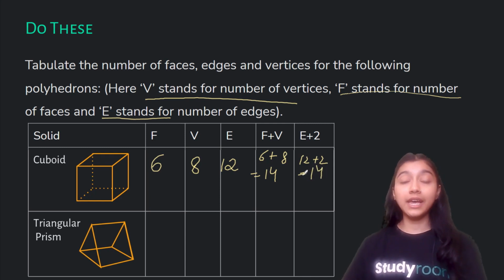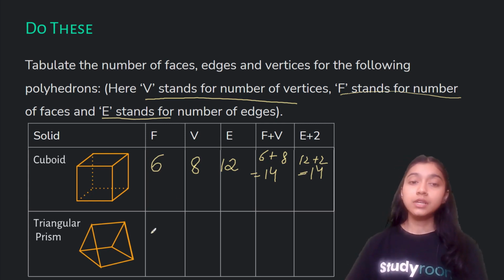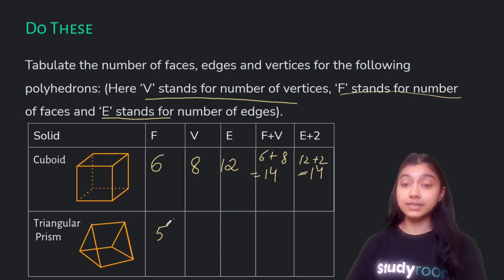The next figure that we have is a triangular prism. In a triangular prism, we have 5 faces in total. So I'll be writing the number of faces as 5. The number of vertices is 6. And the number of edges is 9.